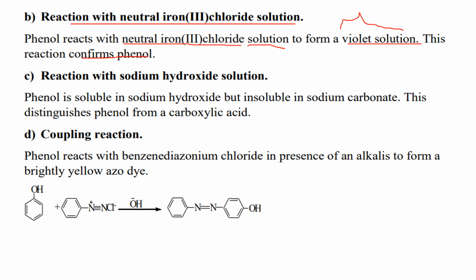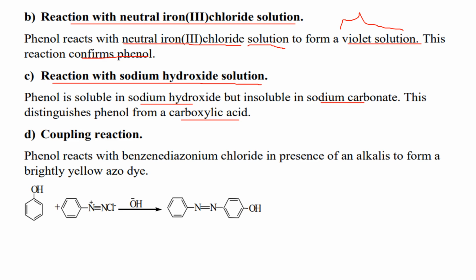And this reaction is the only reaction that confirms phenol. I repeat. So going to another part, the reaction with sodium hydroxide solution. Phenol is soluble in sodium hydroxide but insoluble in sodium carbonate. This distinguishes phenol from a carboxylic acid. First of all, phenol is soluble in sodium hydroxide because I told you phenol is acidic in nature, and acids react with bases. So for phenol to react with sodium hydroxide simply indicates that phenol is acidic in nature. However, phenol is going to be insoluble in sodium carbonate, reason being, phenol does not react with sodium carbonate solution, but all carboxylic acids react with it.